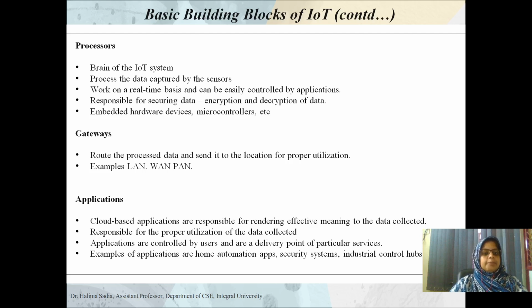The next are applications. Applications are important for the proper utilization of all the data that has been collected. These cloud-based applications are responsible for rendering effective meaning to the data that has been collected by the sensors and processed by the processors. Applications are controlled by the users and are a delivery point of all the services that are to be provided to the users of the IoT system. Examples of applications are home automation apps, security systems, industrial control hubs, etc.